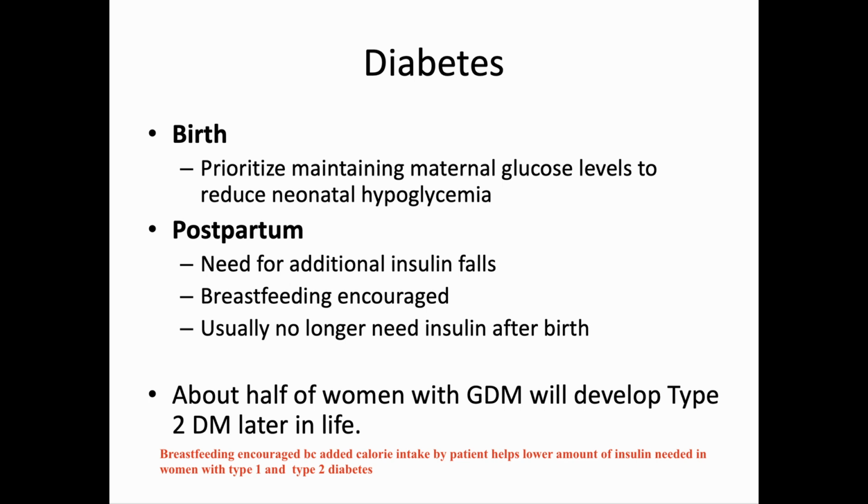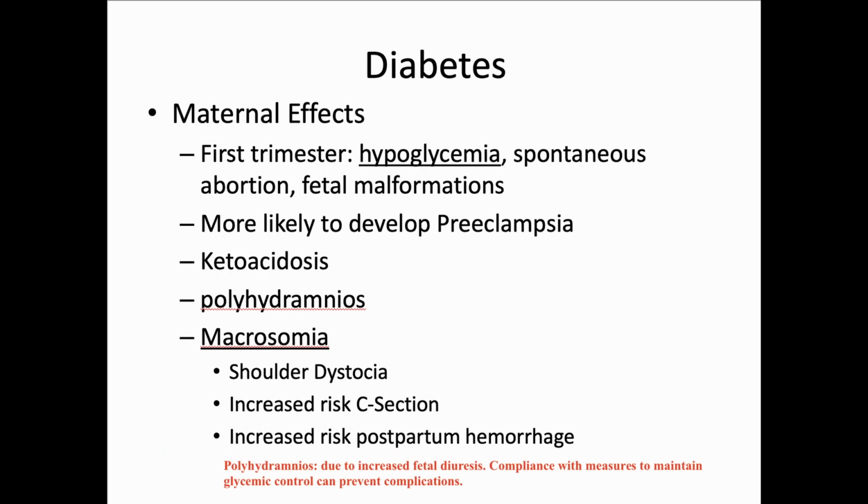We would encourage breastfeeding for a diabetic patient. We've spoken about that. Our maternal effects of diabetes, right? So again, first trimester hypoglycemia. They are at risk for certain fetal malformations in the development of the baby, spontaneous miscarriage. They're more likely to develop preeclampsia, ketoacidosis, and polyhydramnios because, right, polyuria is one of the things that comes along with diabetes. The baby will have that too.